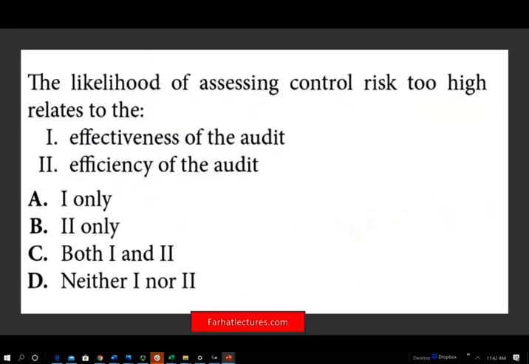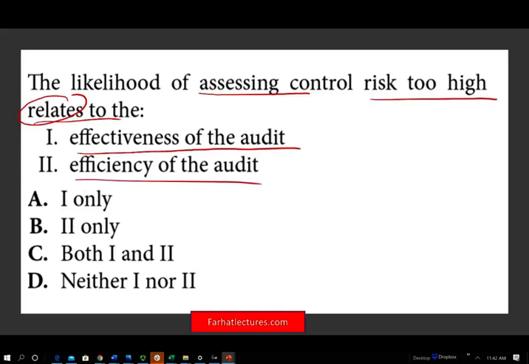Okay. The likelihood of assessing control risk too high relates to what? Do you understand what it means, assessing control risk too high? It means I'm not going to rely on the control because the control risk is too high. They don't have a good internal control. That's what it means. Remember, we assess control risk. Is that going to relate to the effectiveness of the audit, or to the efficiency of the audit?